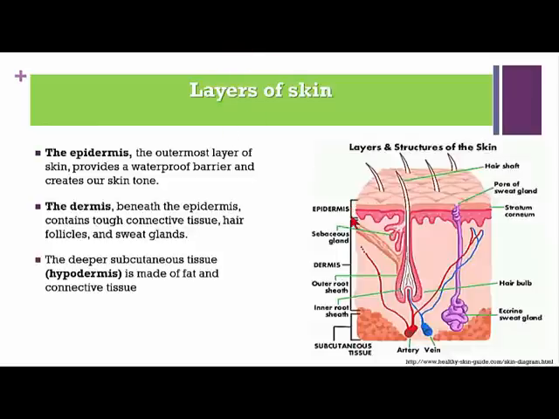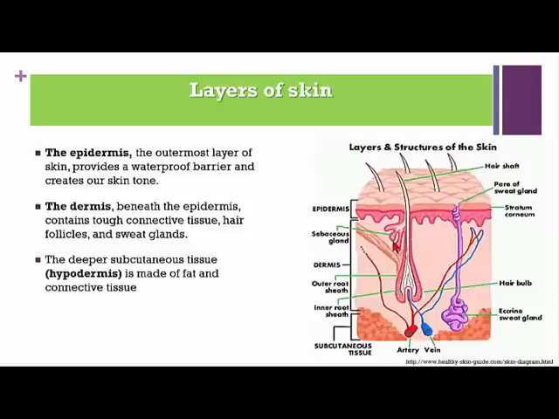So this is the first layer of our skin. It is known as the epidermis. This is the outermost layer of skin, which provides a waterproof barrier and creates our skin tone. This is made up of squamous epithelium. The next layer is the dermis. It is beneath the epidermis and it contains tough connective tissue, sebaceous glands and sweat glands, hair follicles, etc.